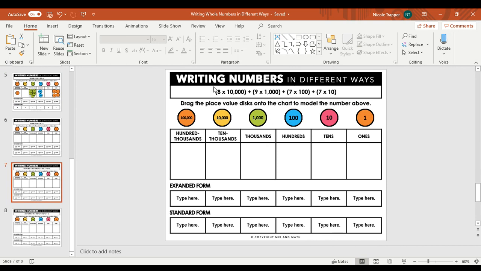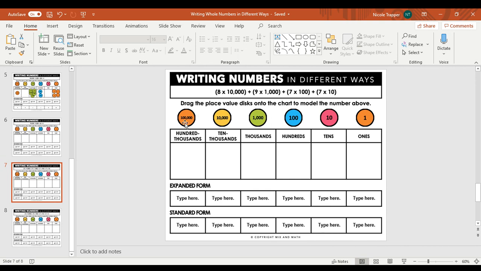Lastly, I'm going to come down here to number 7. This is something different that you may not have seen before. This is called expanded notation. It is very similar to expanded form, except they are showing it expanded a little bit more by showing how many place value discs are in a certain category. So once we get down here, it will be a little more clear.